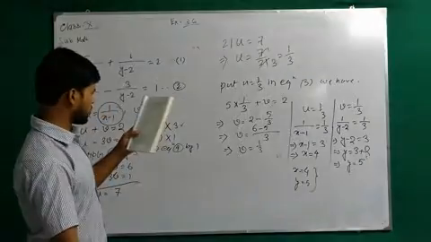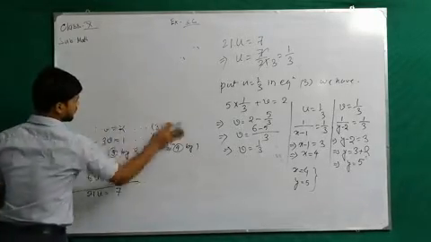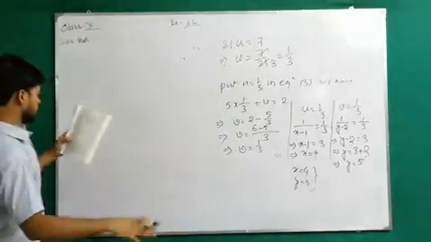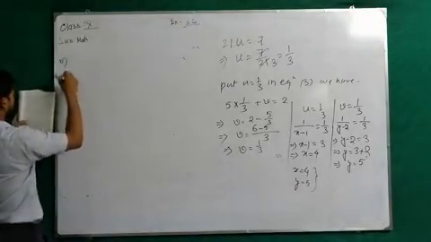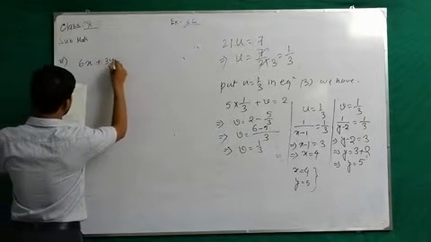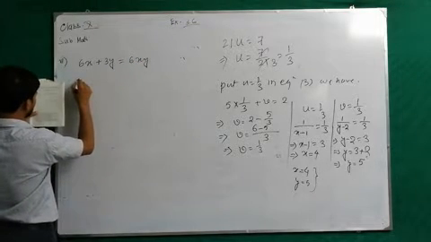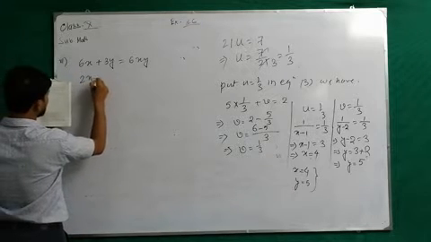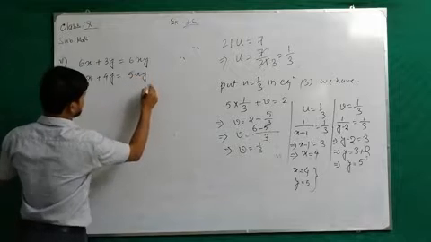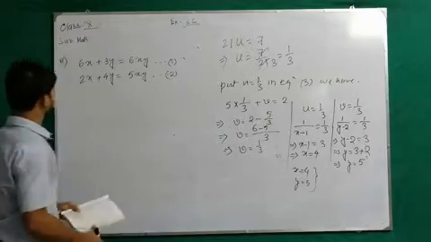Question number 6. Question number 6 is 6x plus 3y is equal to 6xy, and here 2x plus 4y is equal to 5xy. This is our first equation and this is our second equation.